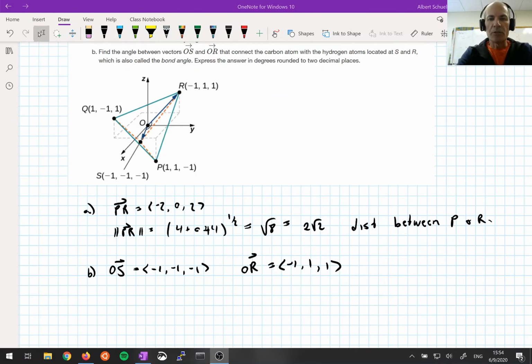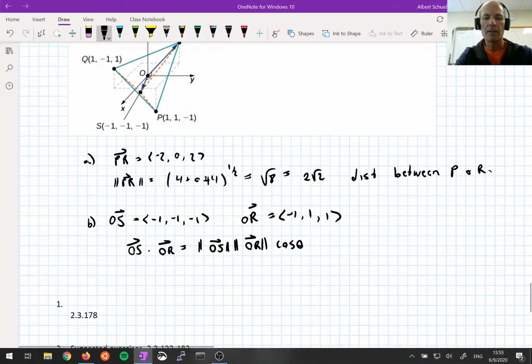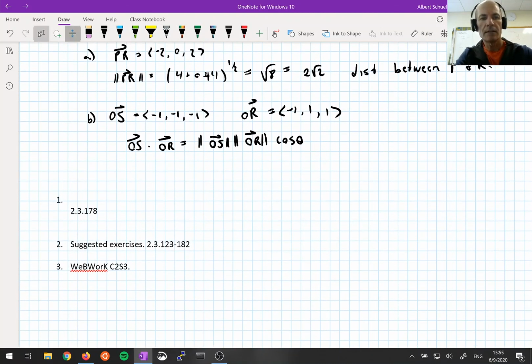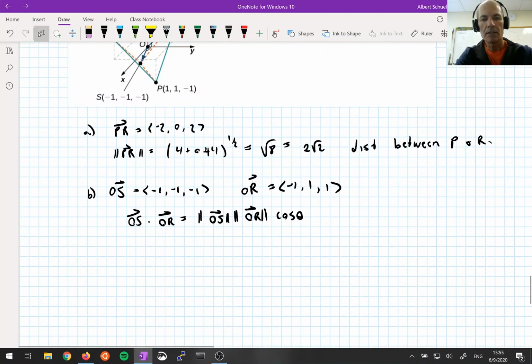So we want to compute the angle between these two vectors. We're just going to go back to the cosine formula. So we've got OS, that vector, dotted with OR, is going to equal the length of OS times the length of OR times the cosine of the angle between them, theta. Well, we can do that. Let's do OS dot OR, so that's -1 times -1, 1, plus -1 plus -1. That's going to work out to be -1.